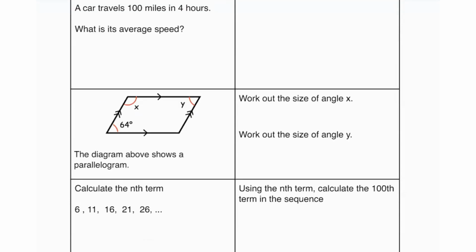Then it says a car travels 100 miles in 4 hours. What is the average speed? So average speed is given as distance over time. Distance is 100 and time is 4. 100 divided by 4 is 25. So 25 miles per hour is your average speed.